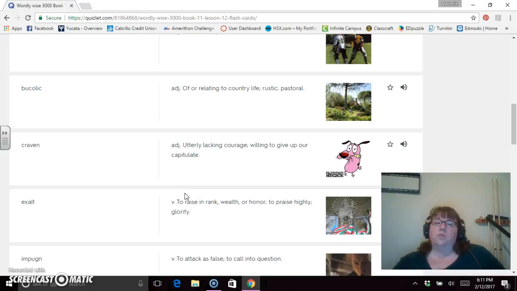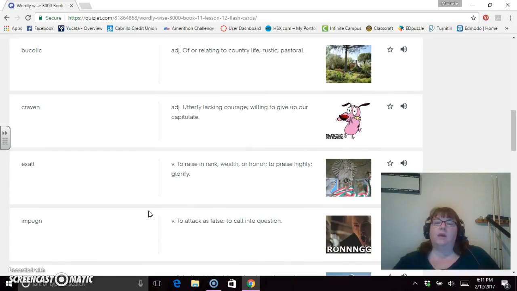Exalts is to raise in rank, wealth, or honor, and to praise highly or glorify. So when we exalt someone, we move them up. We put them on a pedestal. We give them promotions, we give them wealth, we give them honor. And it's also this idea of sometimes that religious aspect, that idea of someone that's exalted and that we glorify. In churches, it's often the Pope or the head leader of a church, but that idea that we praise them highly, so we exalt them and we move them up. Jesus and God have the same aspect here.